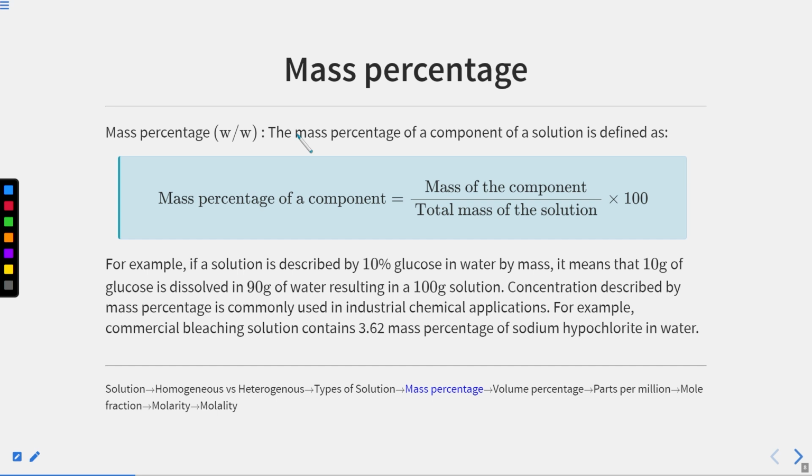So we will see these concentration terms, and these are very important. They will be used in various chapters also, as I've told earlier. They have a direct application in various chapters, like ionic equilibrium, thermodynamics, or chemical kinetics.